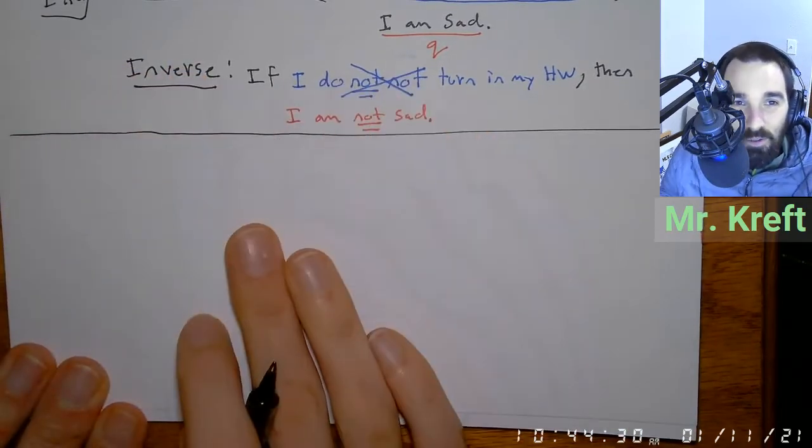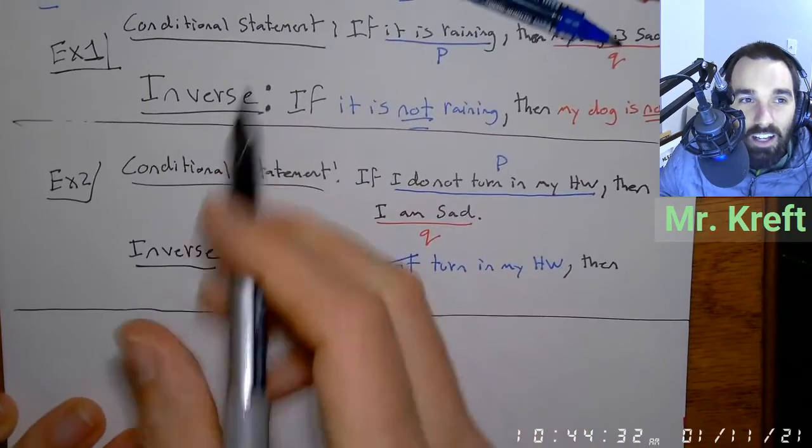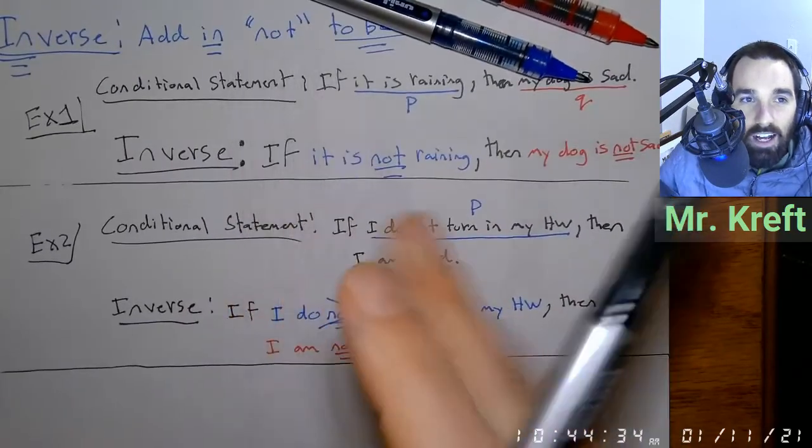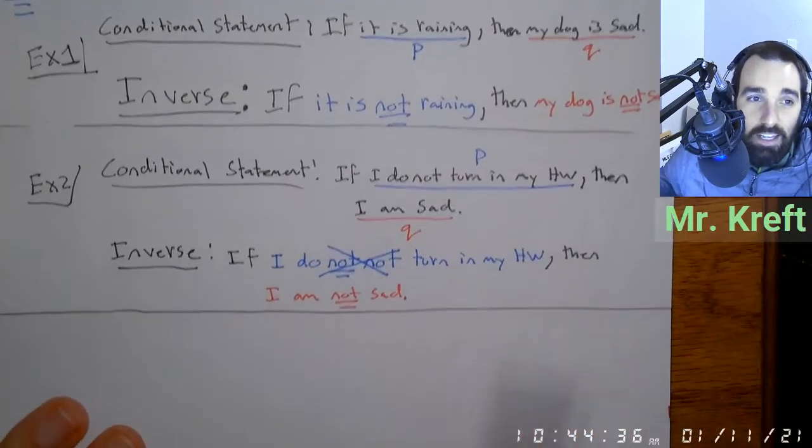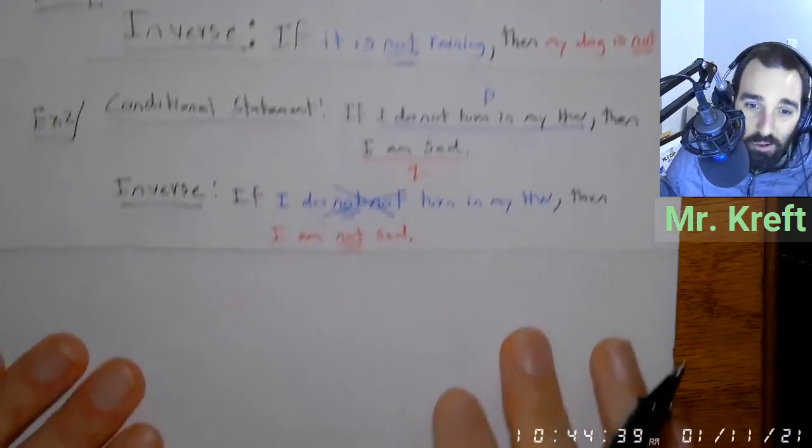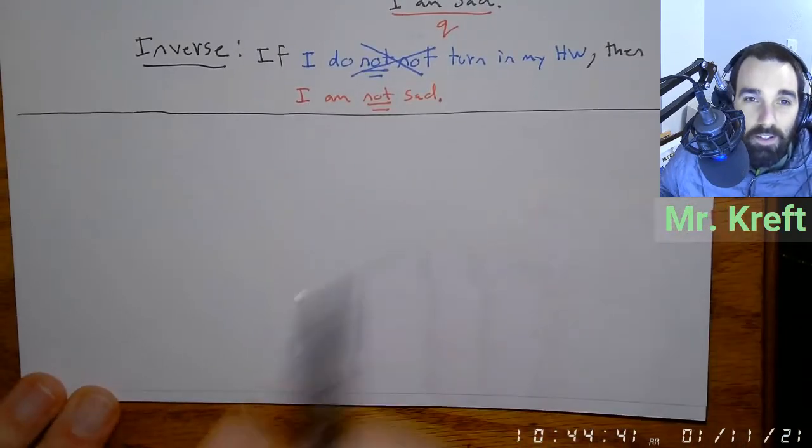All right, so that's inverse. In inverse, you add in a not, right? You add in a not to both, okay? And if you get a double negation, the nots go away, okay?